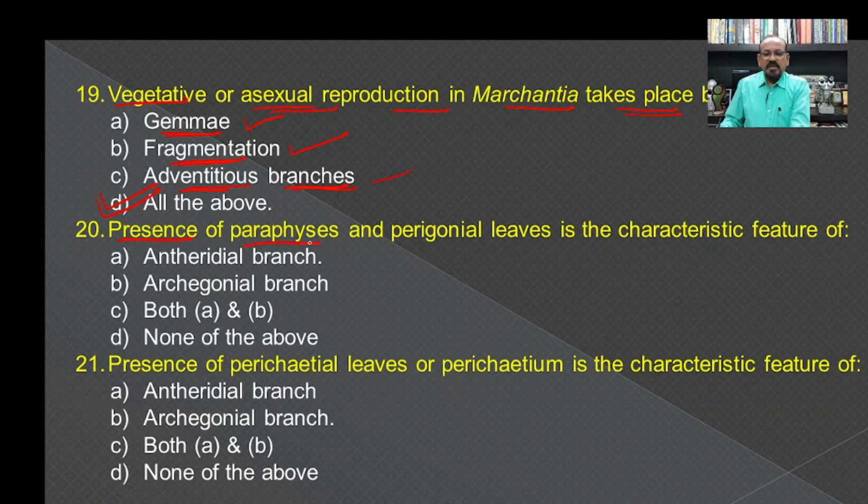Then the presence of paraphysis and perigonial leaves is a characteristic feature of. So this type of structure develops in Funaria on a male branch, where there is a development of the antheridium, and hence the antheridial branch will be the correct answer for this question. Then again the perichaetial leaves and the perichaetium are a characteristic feature of the female branch, and that is known as the archegonial branch, and hence the correct answer becomes B.